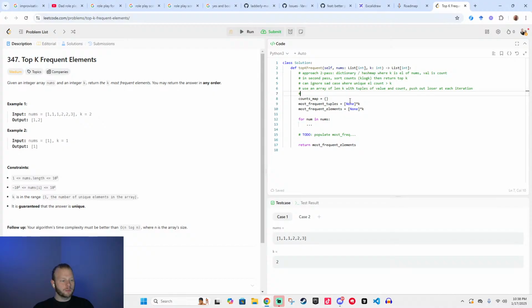Okay, overall time complexity is, what is it going to be? Let's see. It's definitely at least O of n. I need to pass through all of n. Because k is guaranteed to be in the range 1 to the number of unique elements, I think it's going to be k log k, if I'm not mistaken. And then space complexity is O of n.